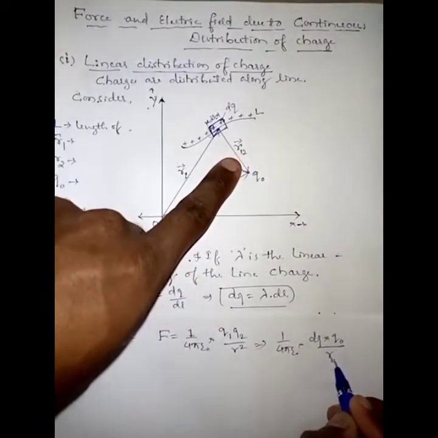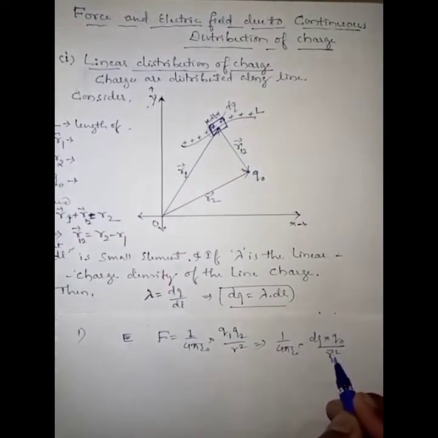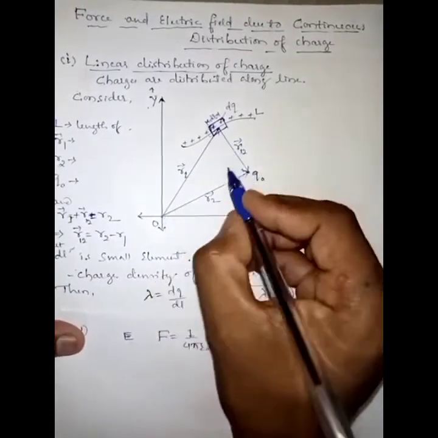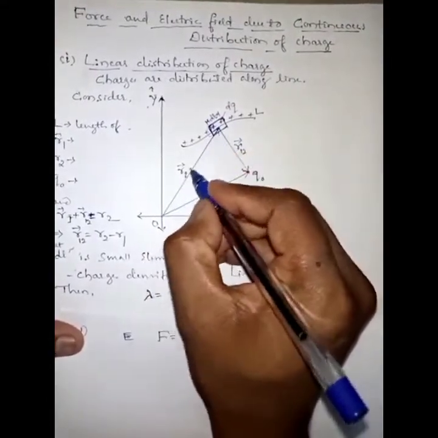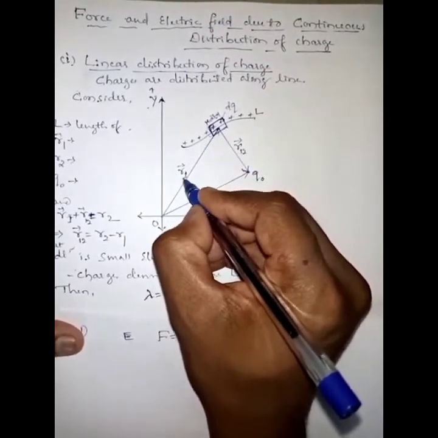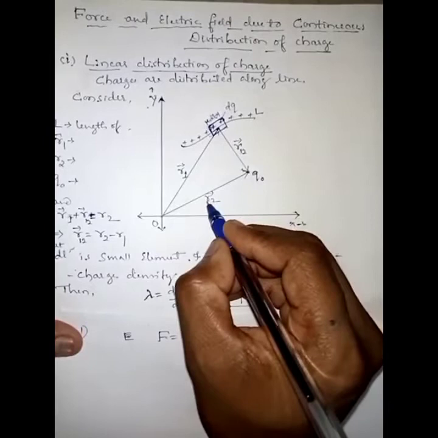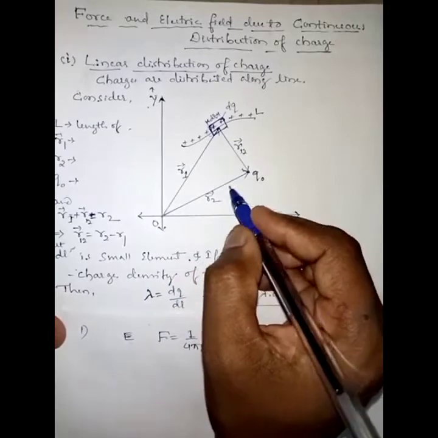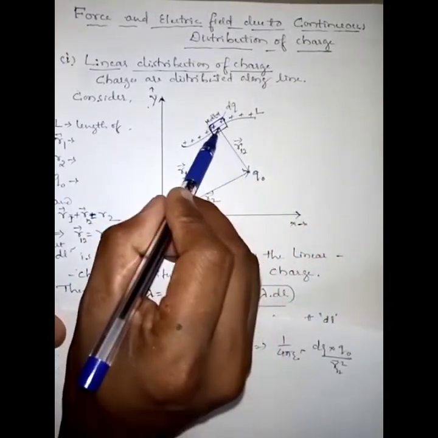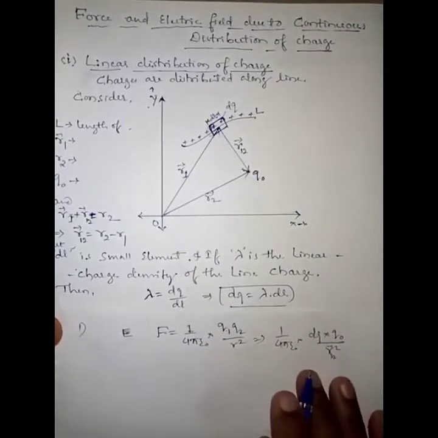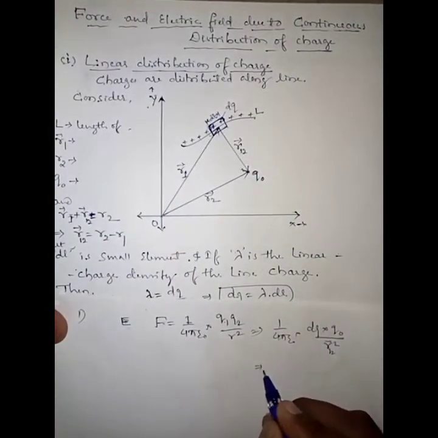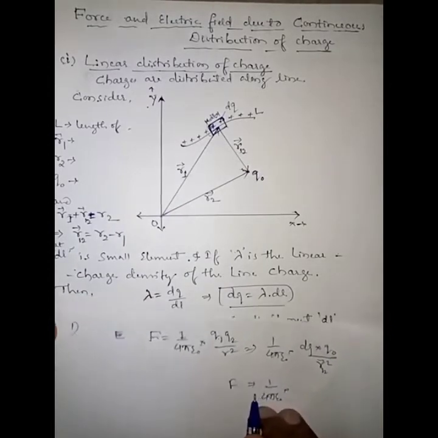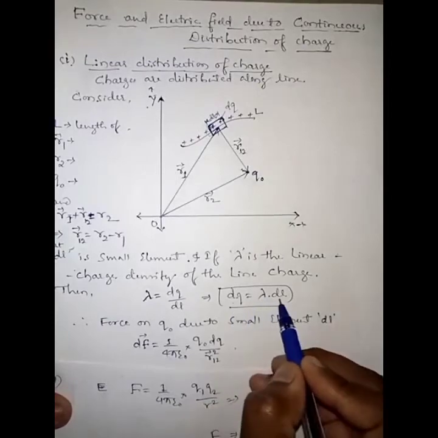What is r12 square? Now here this dq is at a distance r1 from the origin, or this r1 is a displacement vector, r1 is a vector, r2 is a vector here. Therefore the resultant vector is r12. Now force is equal to 1 by 4 pi epsilon naught. What is dq here? dq is equal to lambda into dl.